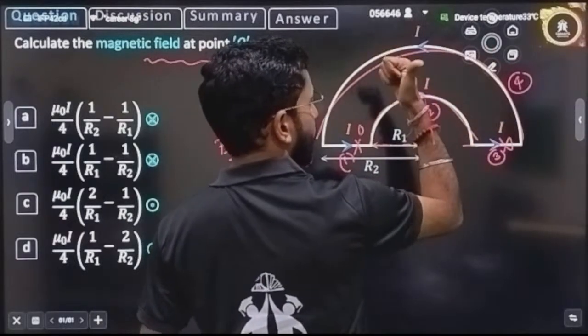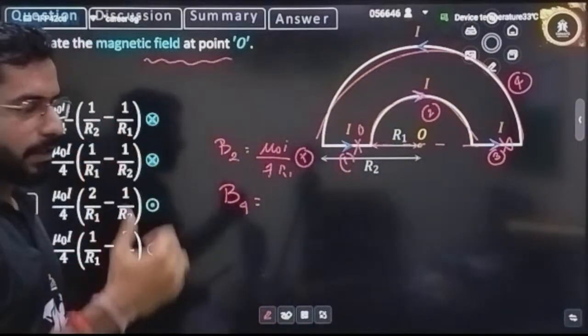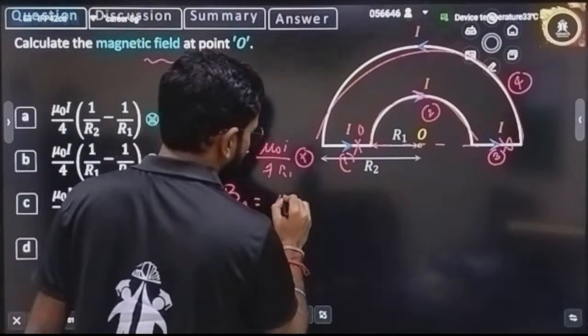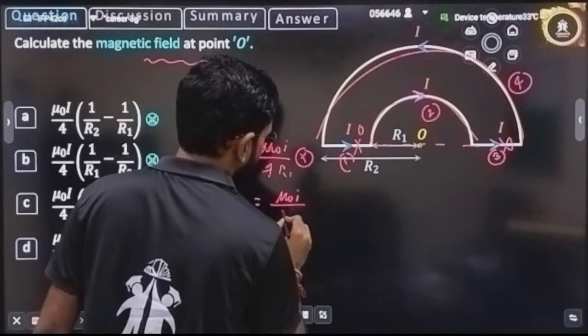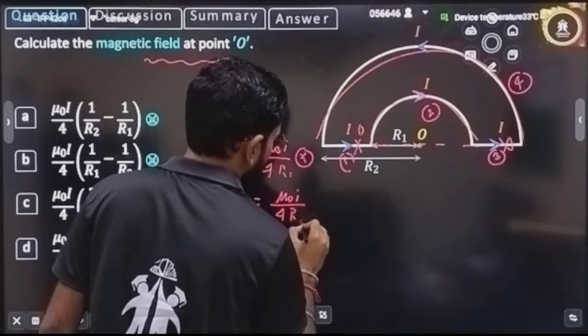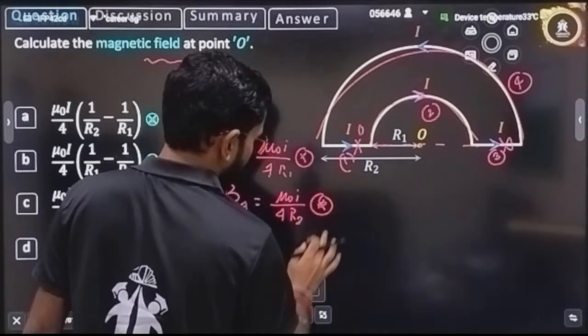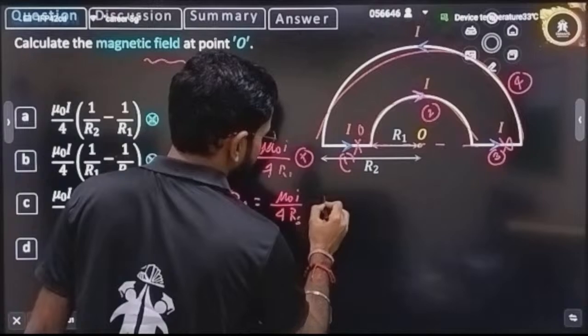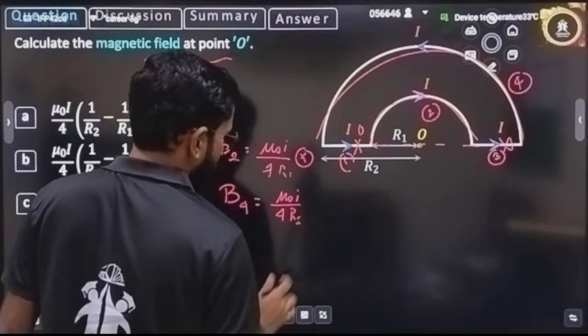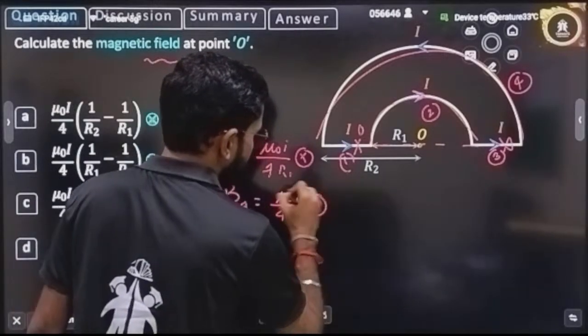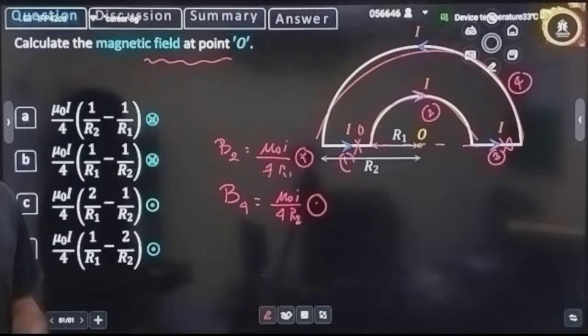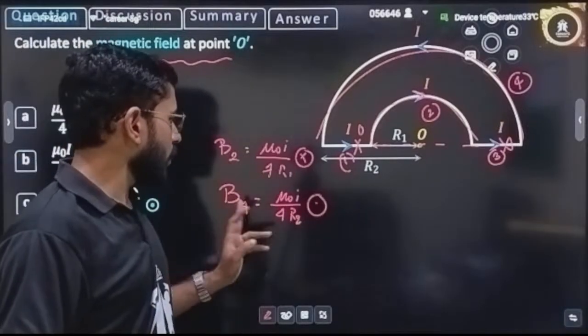What is the direction your thumb is giving you this time? Can you say this time it is giving you outside the plane? Mu naught I divided by 4 R2, outside the plane. Outside the plane is represented as such, and which will have the higher magnitude, this B2 or B4?